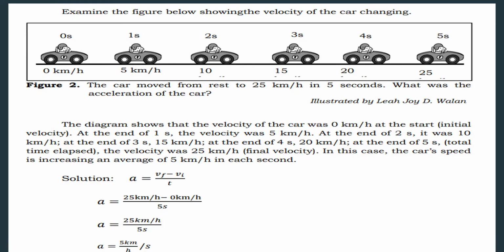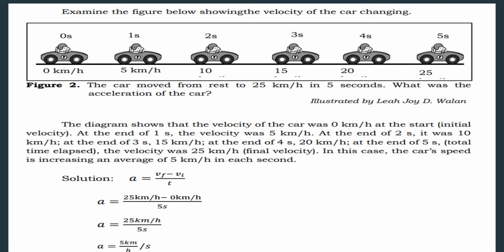So let's examine the figure below showing the velocity of the car changing. Figure 2: the car moved from rest to 25 km/h in 5 seconds. What was the acceleration of the car? So the diagram shows the velocity of the car was 0 km/h at the start. That will be your initial velocity.